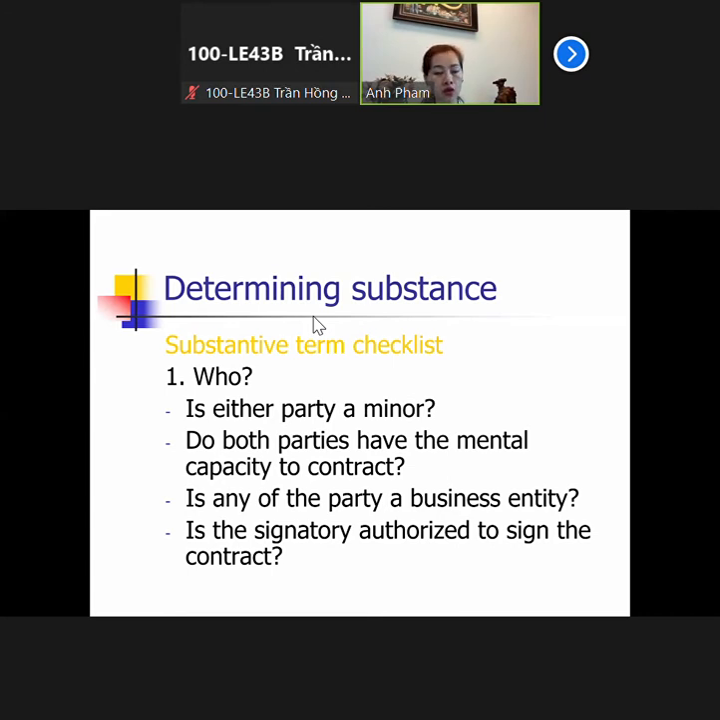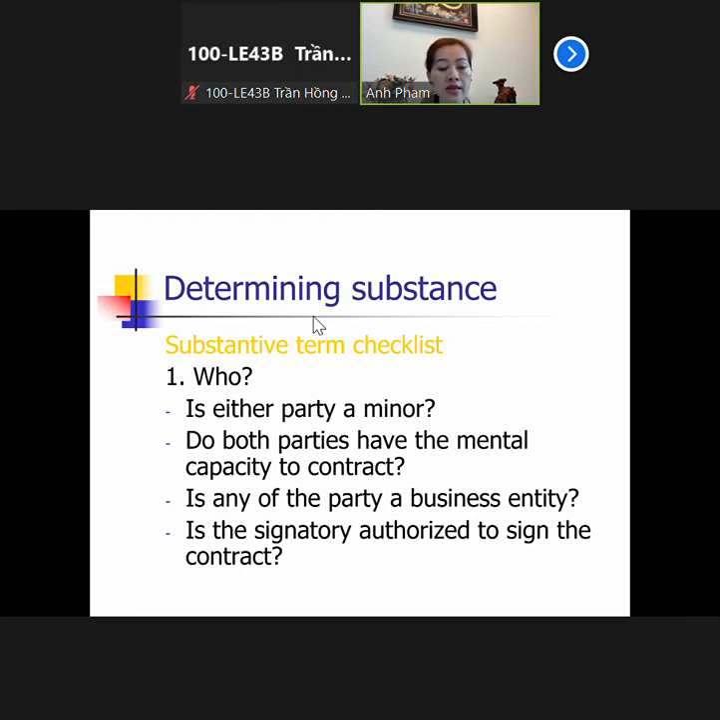Okay? You need to know, and then that legal representative plays the position of what? The chairman or the general director of the company. So you must know the law on enterprises in order to know the duties of a chairman, the duties of the general director, right? And whether this contract should be entered into by the chairman or by the general director, the CEO. And that leads to the next question. Is the signatory authorized to sign the contract?